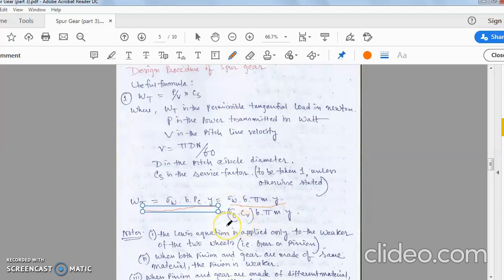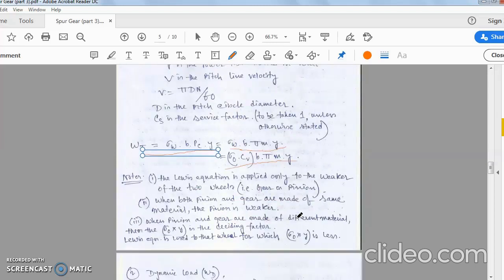Here sigma W is sigma 0 into CV. What is sigma 0? It is the allowable static stress. So sigma 0 into CV into B into pi M into Y.